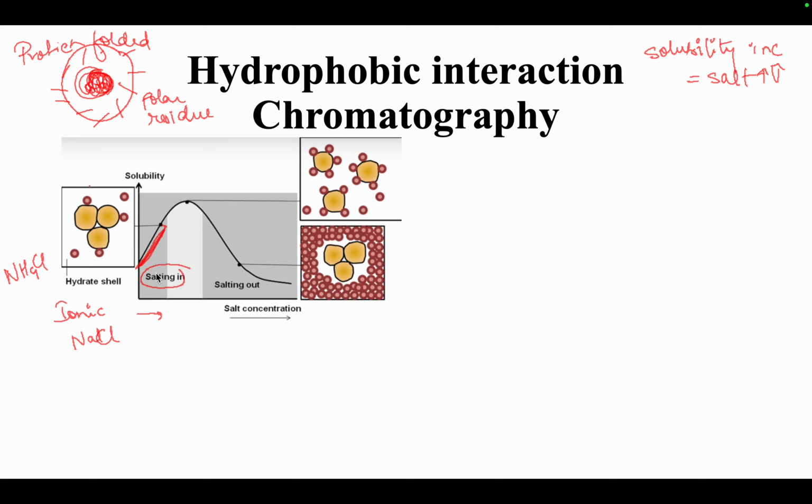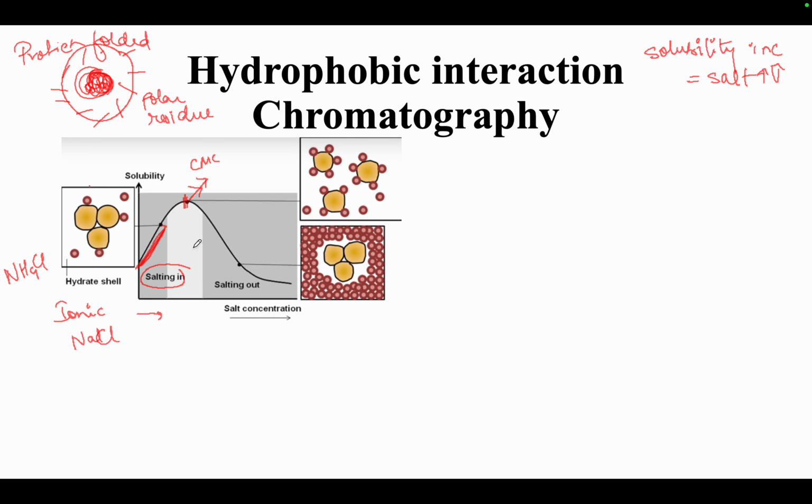At some point, this is the point where, however much salt you add, there won't be any further increase in the solubility. So this concentration is known as CMC, that is critical micellar concentration. Here there will be micelle formation. And with further increase in the salt, there won't be any increase in the solubility.